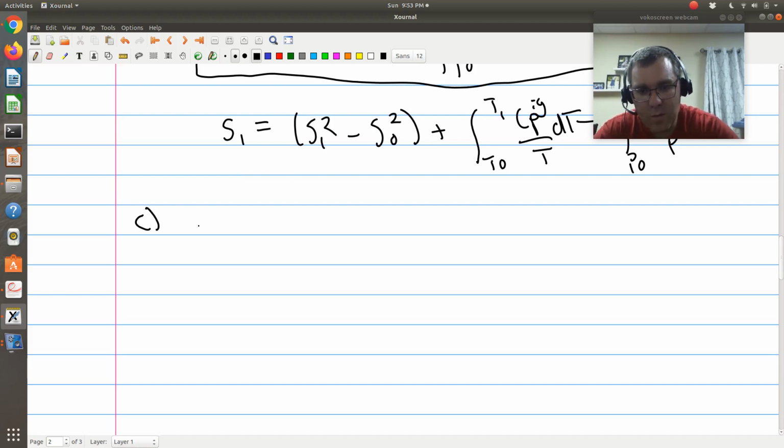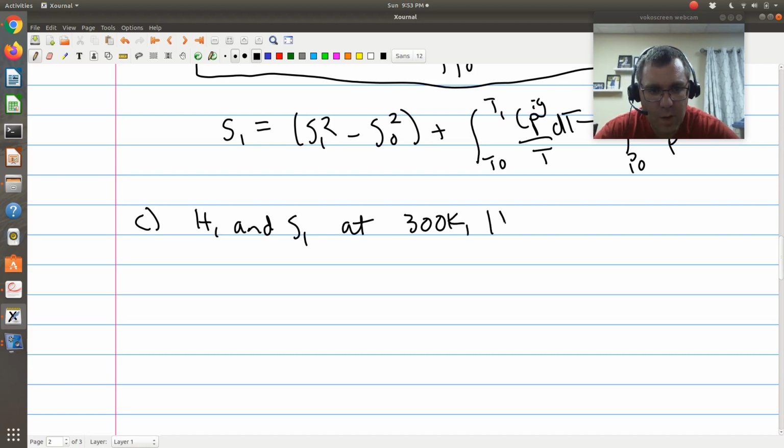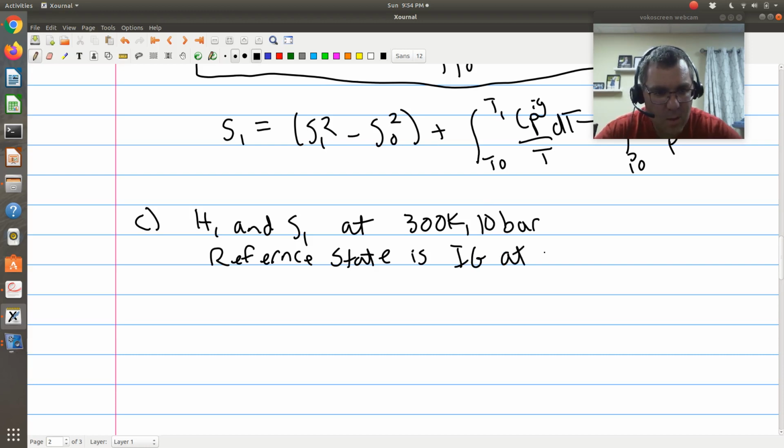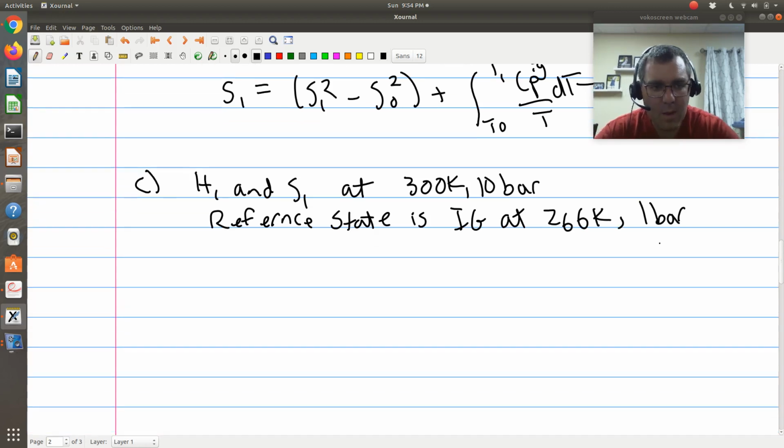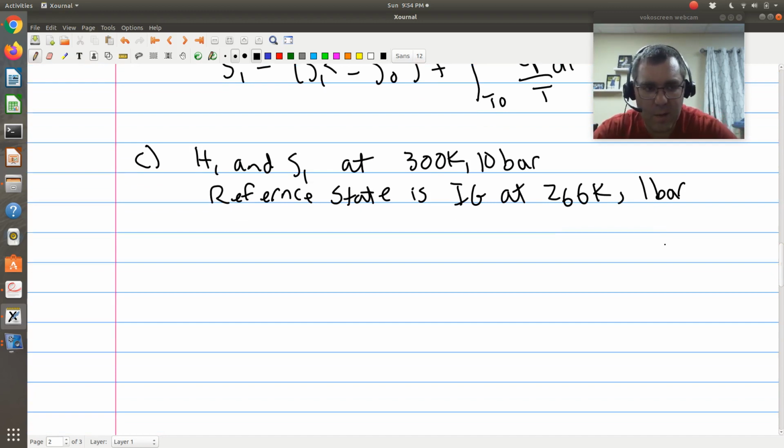Okay, so we want H1 again and S1 at 300 Kelvin, 1 bar. So the reference state is an ideal gas. Oh, this is at 10 bar, I believe. At 266 Kelvin and 1 bar. And I'm going to go through the same kind of thought process, the same exercise. Let's set this up for enthalpy again.